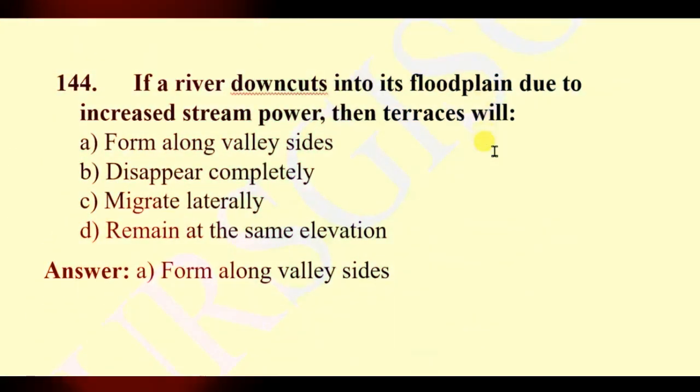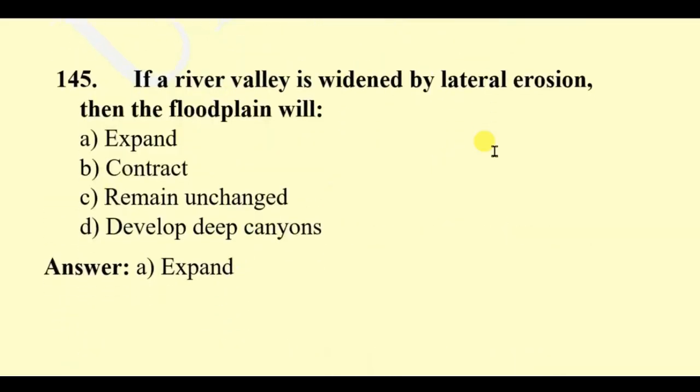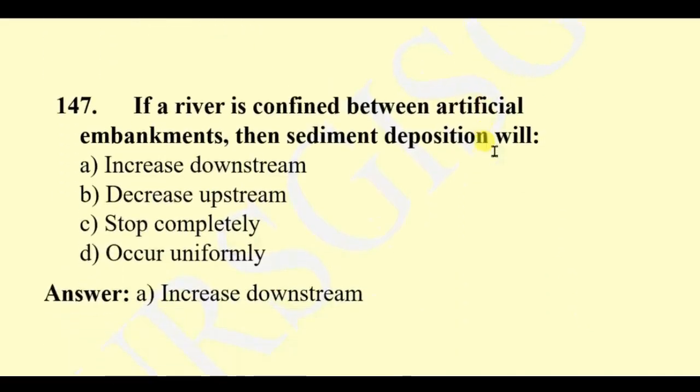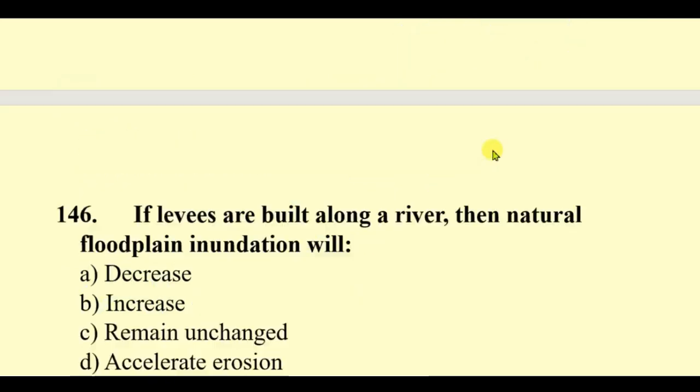Question 144. If a river downcuts into its floodplain due to increased stream power, then terraces will form along valley sides. River terraces due to increased stream power means more mgh. Question 145. If a river valley is widened by lateral erosion, then the floodplain will expand. Question 146. If levees are built along a river, the natural floodplain inundation will decrease. And for that reason, levees are prepared.